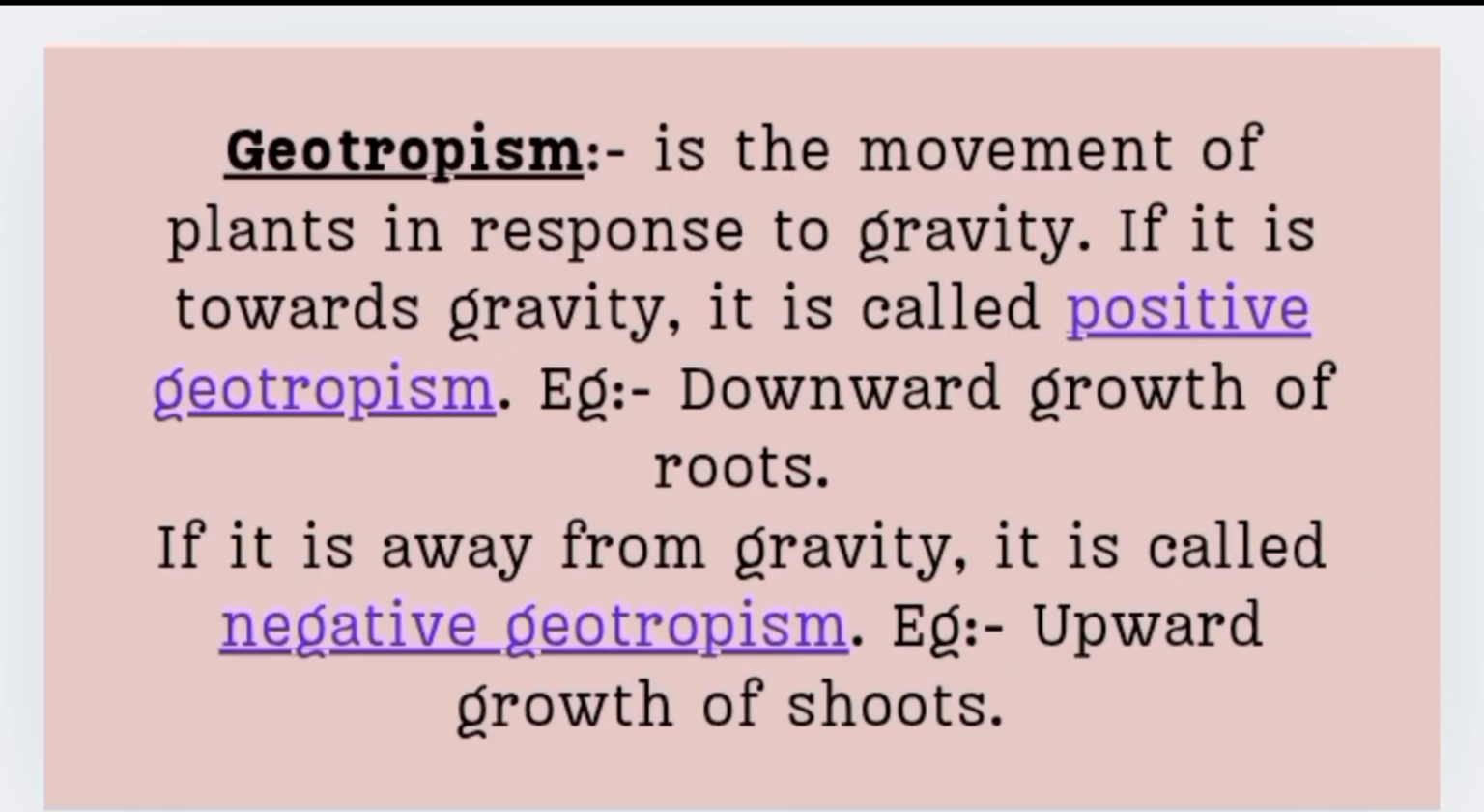And the next one is geotropism. Geotropism is the movement of plants in response to gravity. If it is towards gravity, it is called positive geotropism. Example, downward growth of roots. And if it is away from gravity, it is called negative geotropism. Example, upward growth of shoots.